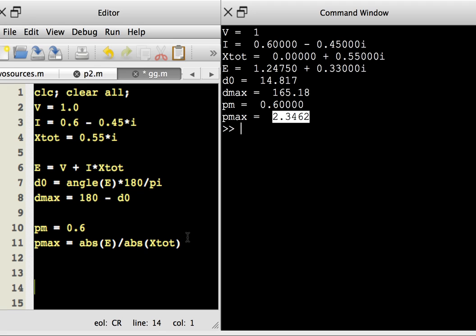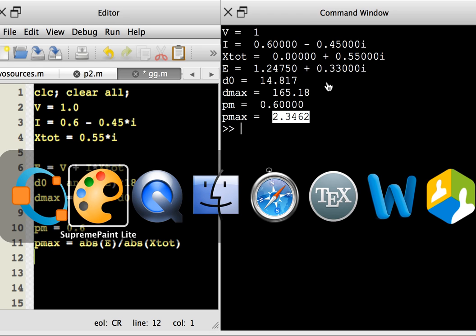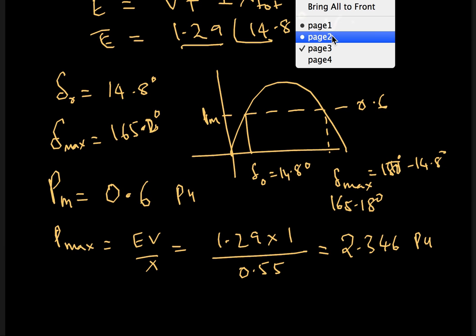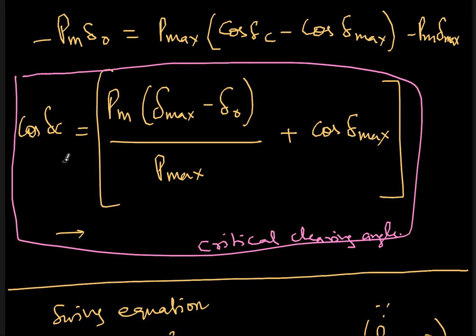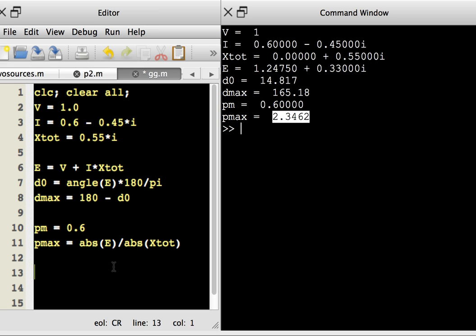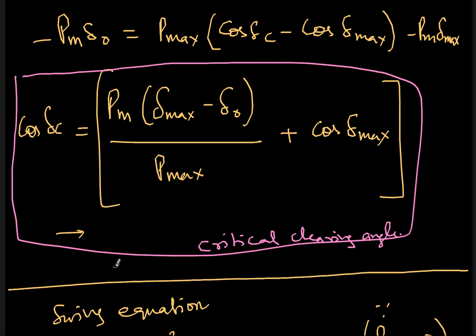clearing angle. So what is the formula? I'll just show that to you. We had derived this formula in another video, so we'll apply it now to get the values. One thing you should know is that these deltas all should be in radians. For our understanding I had displayed them in degrees, but I will have to convert them into radians.